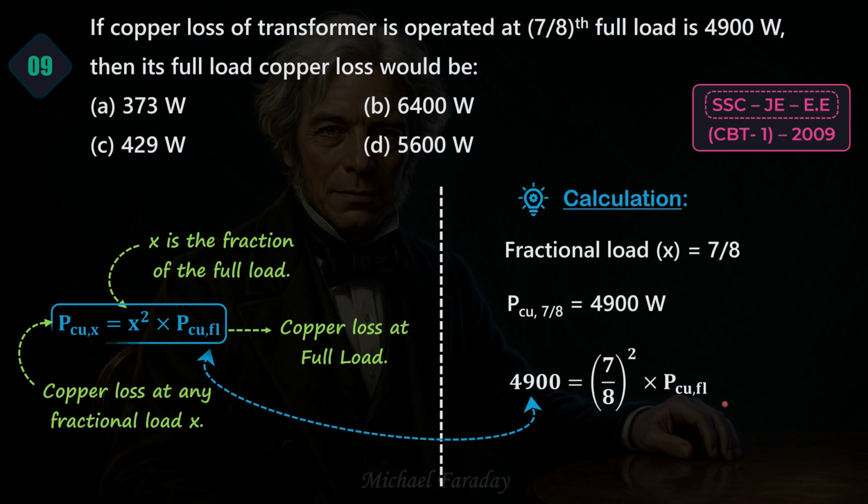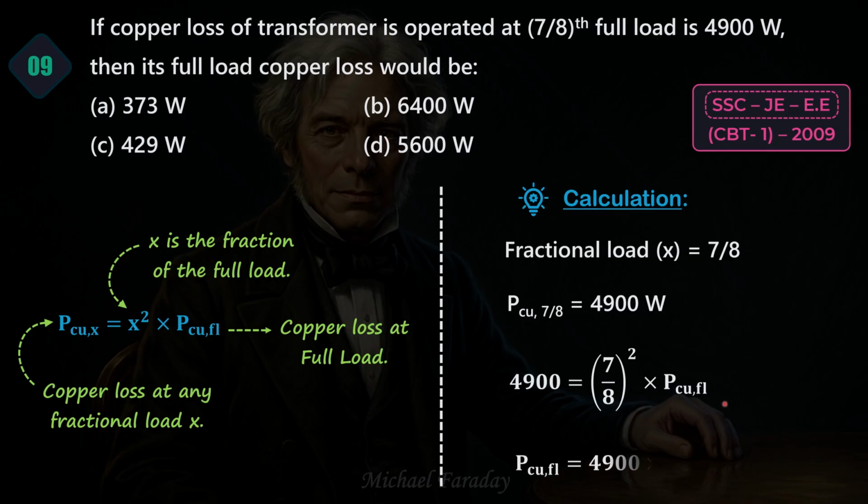On solving for full load copper loss, we will have an equation like this. Copper loss at full load is equal to 4900 multiplied by 64 by 49. 49 gets cancelled, which is equal to 6400 watt. Hence we can say copper loss at full load will be 6400 watt. In this way we can calculate copper loss at any fraction of load. Now let us move on to the last question.